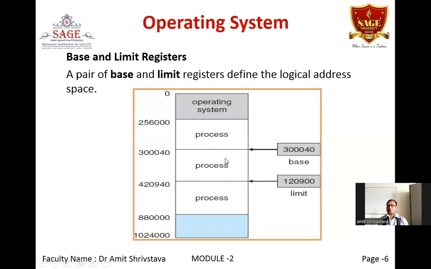Whenever this process tries to generate any address, it is checked that the address is less than the base plus limit register, and it should be greater than or equal to the base address. If it is so, then it is trying to access an authorized or valid address lying within the limits of this process. If it is trying to access an address beyond this process, then the process will automatically be terminated by the operating system. So these base and limit registers can be utilized for that purpose.